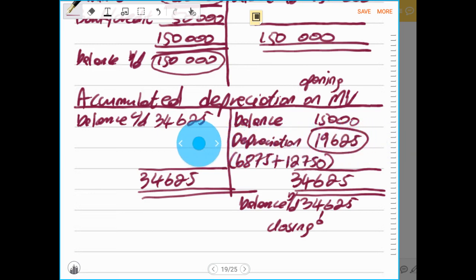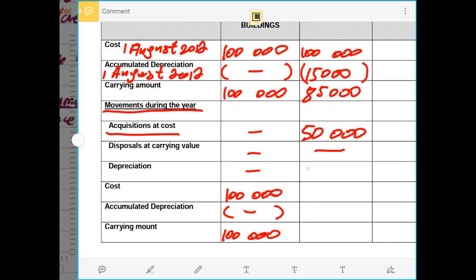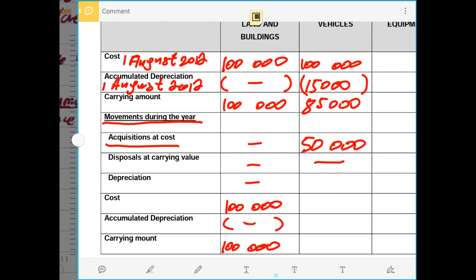So now we write 19,625 as the depreciation for vehicle for the current year. 19,625. Remember, this has to be negative because depreciation reduces the value of the assets.